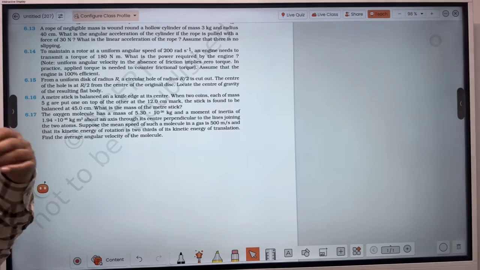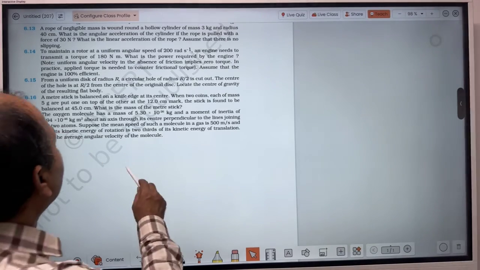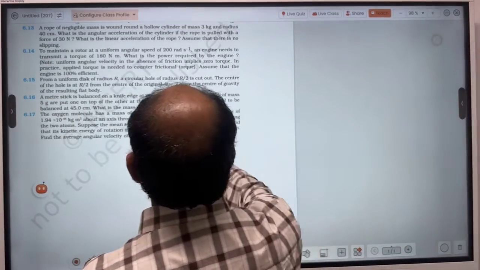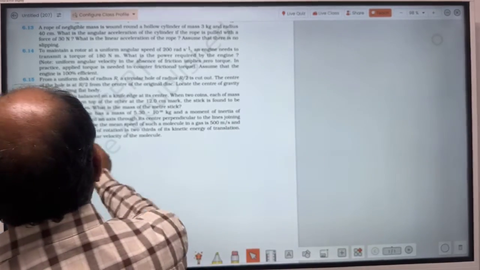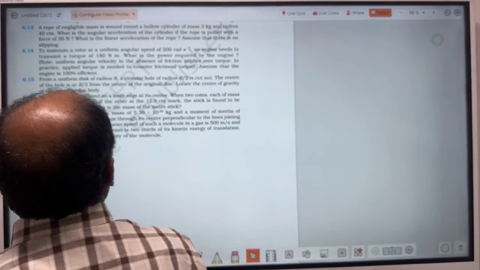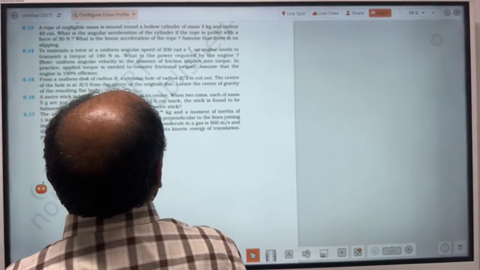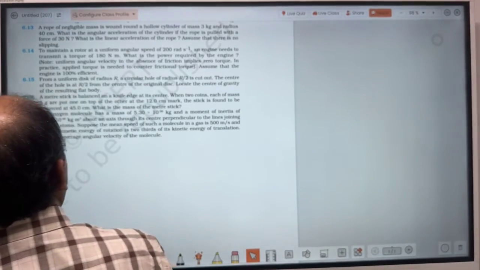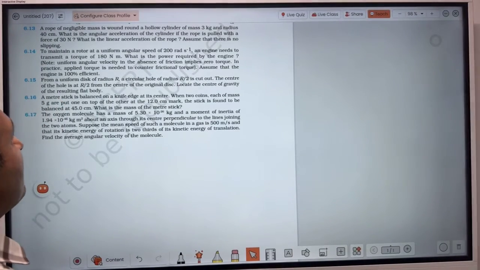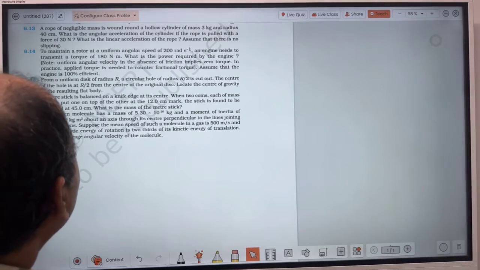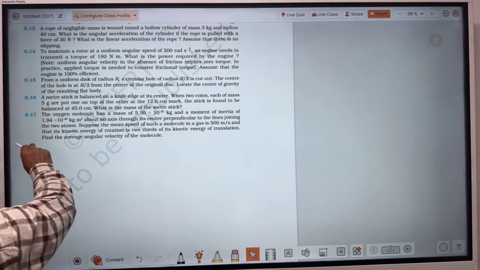The oxygen molecule has a mass of 5.3 into 10 power minus 26 kg and a moment of inertia of this much about an axis through its center perpendicular to the line joining the two atoms. Suppose the mean speed of such a molecule in a gas is 500 meter per second and that its kinetic energy of rotation is 2/3 of its kinetic energy of translation. Find the average angular velocity of the molecule.